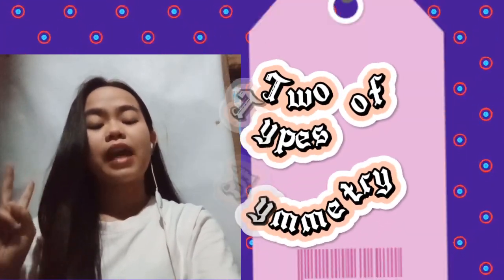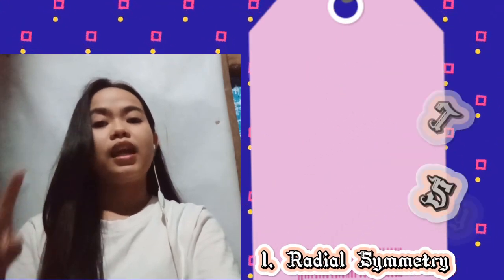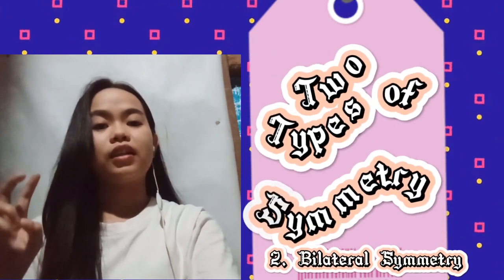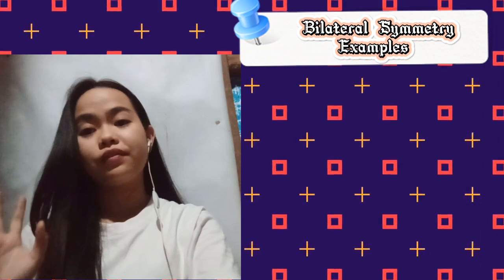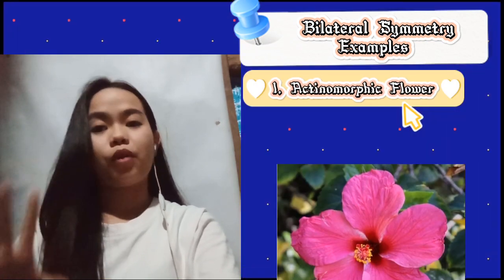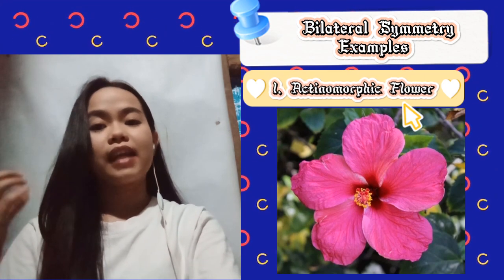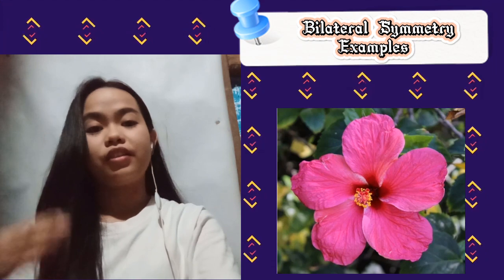So there are two types of symmetry. The first one is the radial symmetry, and the second one is the bilateral symmetry. Radial symmetry is formed around a central axis. So the examples of this are the following. First is the actinomorphic flower. Flower petals tend to extend from a central axis into a radial pattern.